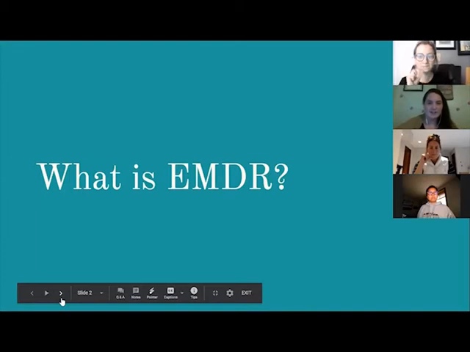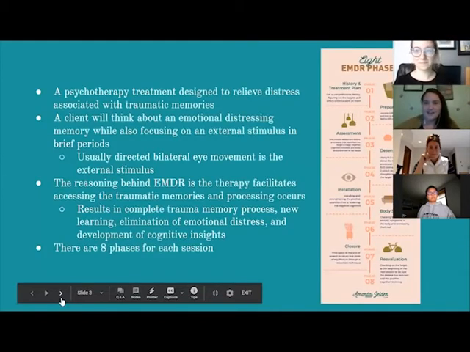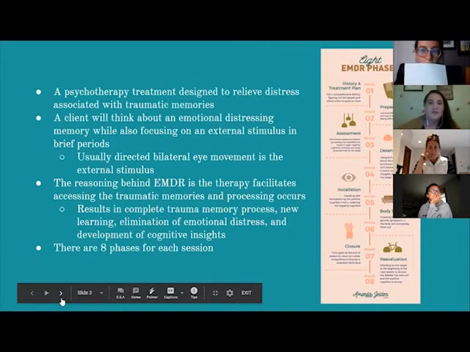So what is EMDR? EMDR is eye movement desensitization and reprocessing. It is a psychotherapy treatment that is designed to relieve distress associated with traumatic memories.